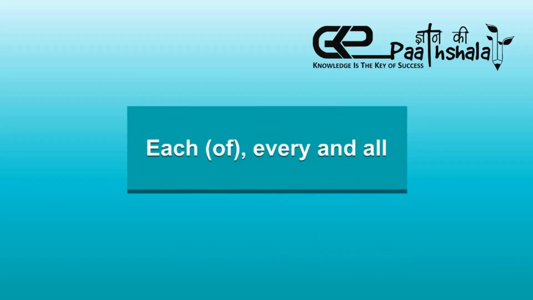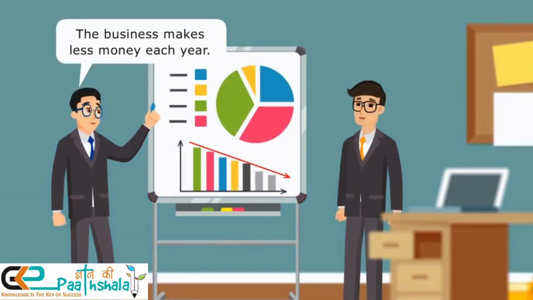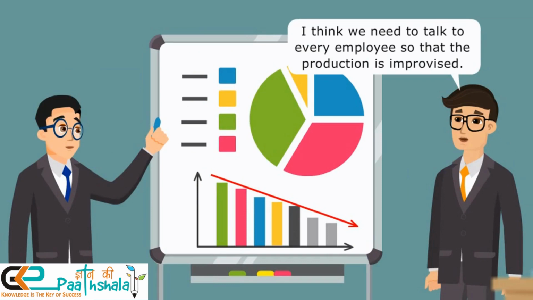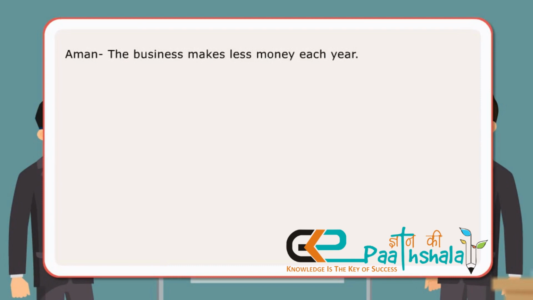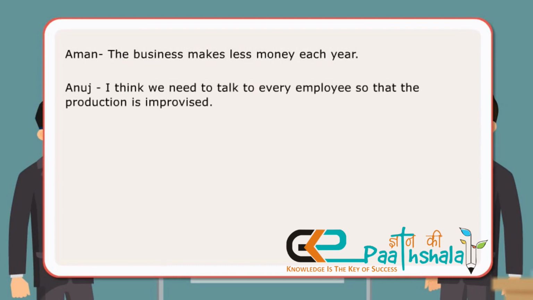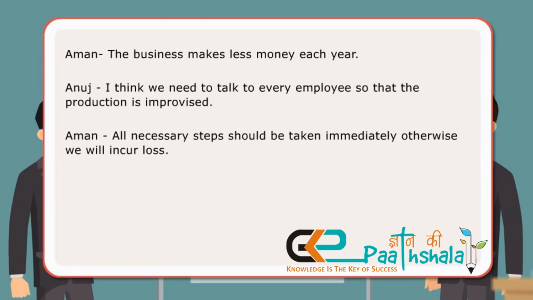Each, every, and all. The business makes less money each year. I think we need to talk to every employee so that the production is improvised. All necessary steps should be taken immediately, otherwise we will incur loss. In the conversation, Aman and Anuj have used the determiners each, every, and all with countable nouns.